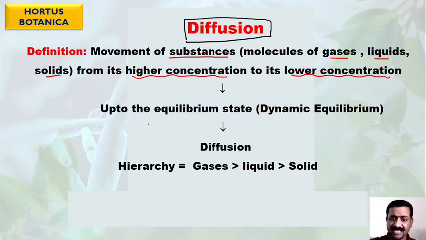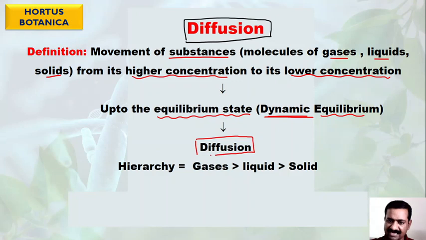They will move up to the equilibrium state, and they do not stop completely. That's why this is called which type of equilibrium? Yes, this is the dynamic equilibrium. And this process, in which they move from their higher concentration to the lower concentration up to the equilibrium state, is called diffusion. A very easy definition from NCERT.